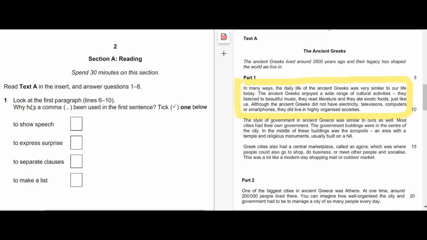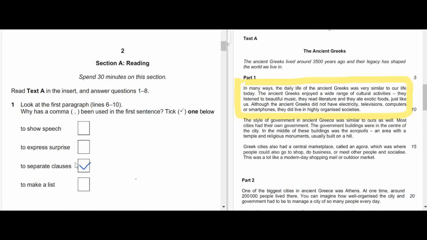So I hope you've got your answer. The question is, why has a comma been used in the first sentence? This is the first sentence. To show speech, to express surprise, to separate clauses, to make a list. The correct one is to separate clauses. There you go, this is our answer. Let's move on to the next question.